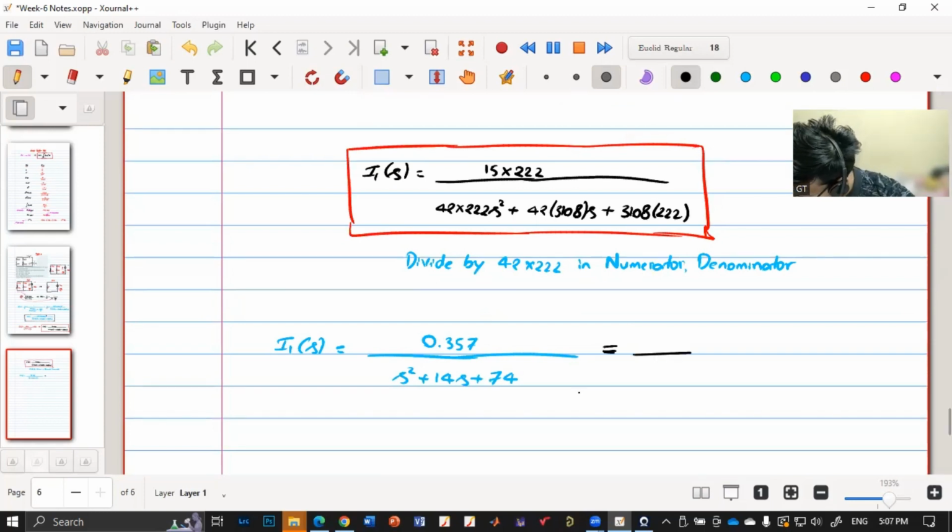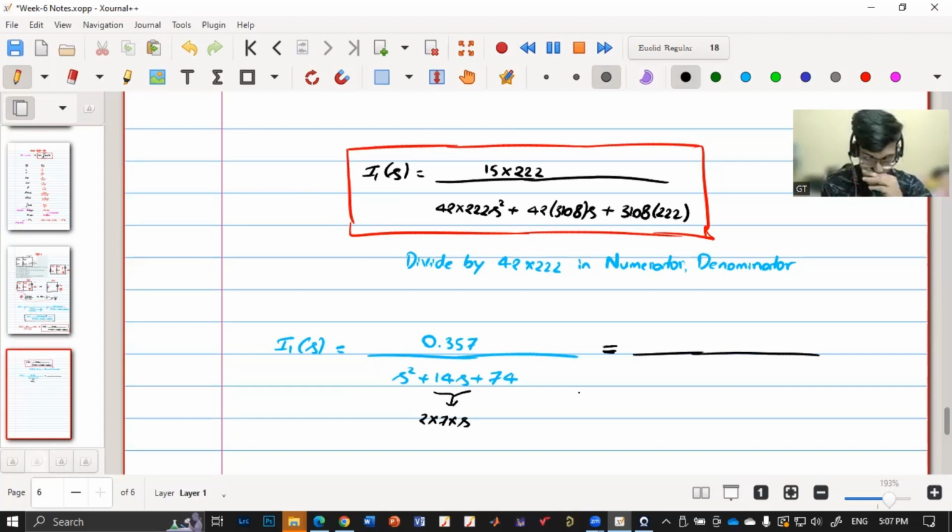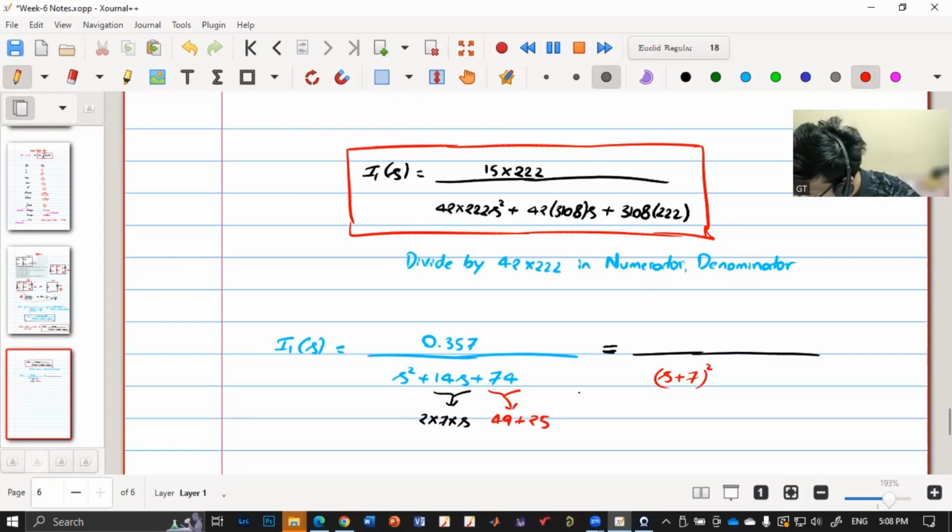So this is S square. If this is 2ab, it will be 2 into 7 into S, right? So a square plus 2ab plus b square. So a square is s square, 2ab is 2 into 7 into s. And now what is b square? 7 square, 49. And if you remove 49, you will end up with 25. So the denominator can be written as s plus 7 whole square plus 5 square, isn't it?